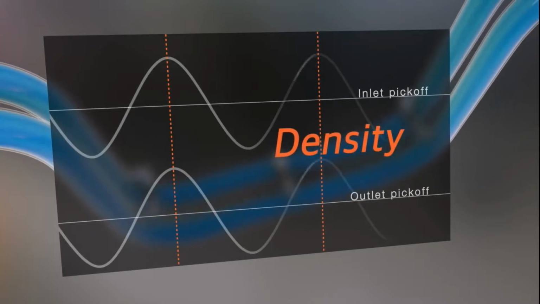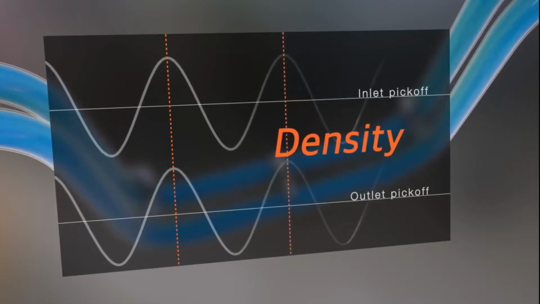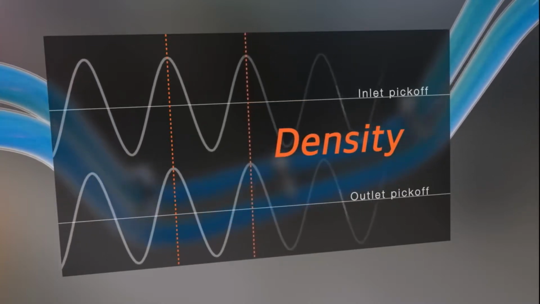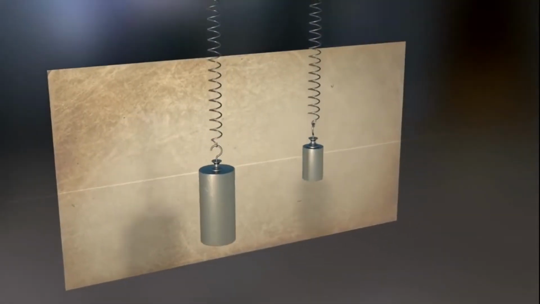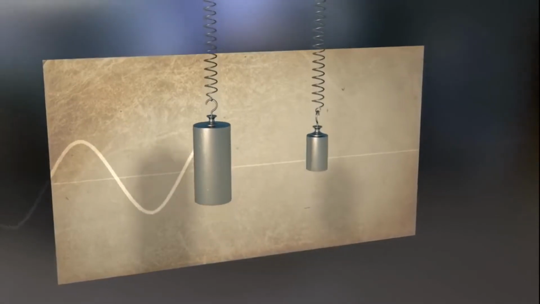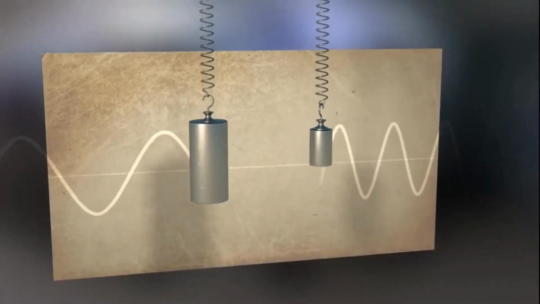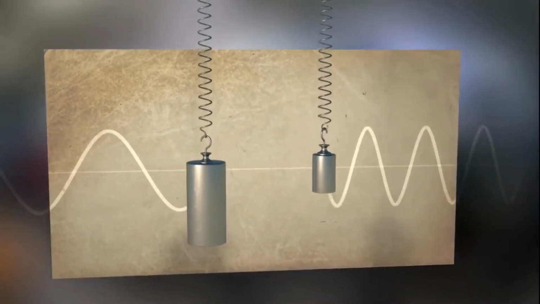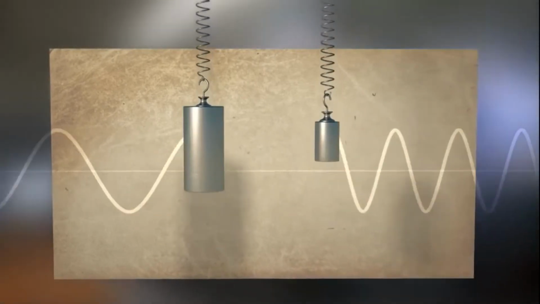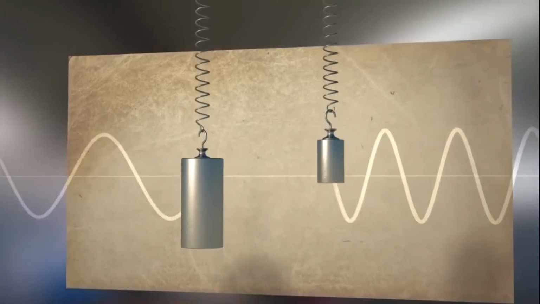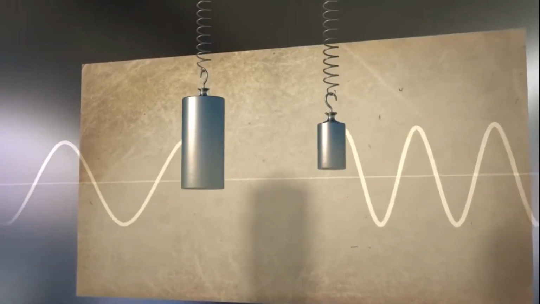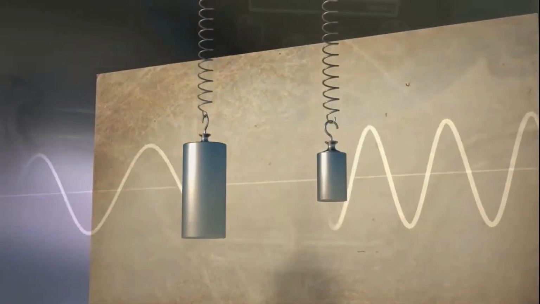When the liquid density changes, the vibrating frequency of the tubes also changes. Consider an example of a spring and weight system. A larger mass has a lower frequency of oscillation, while a smaller mass has a higher frequency. In the Coriolis sensor, the tubes correspond to the spring. The mass of the tubes and the fluid they contain correspond to the weight at the end of the spring.